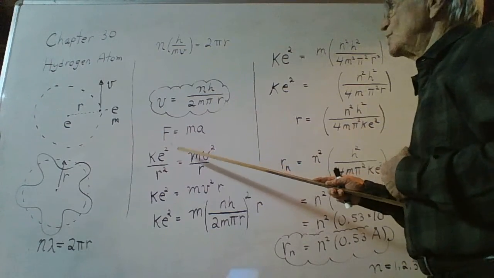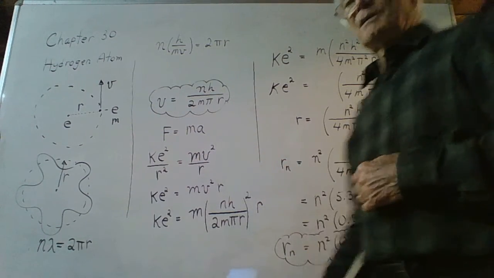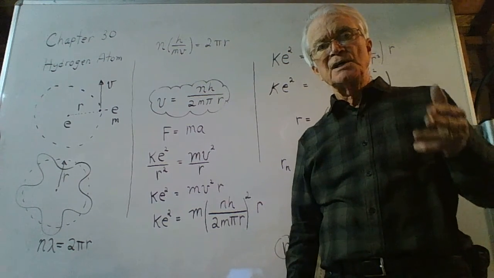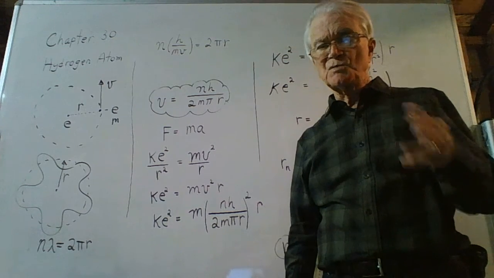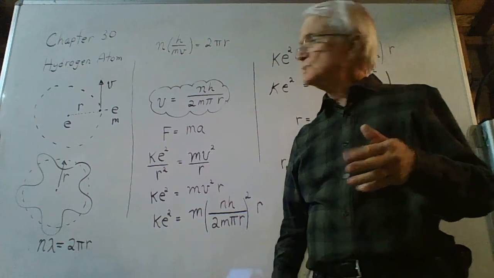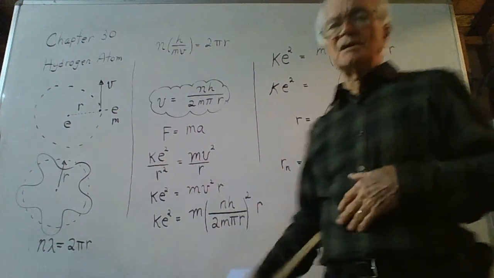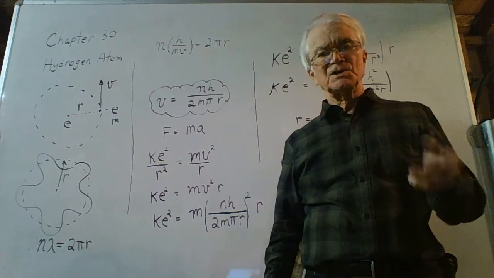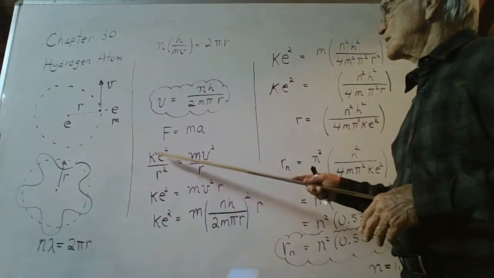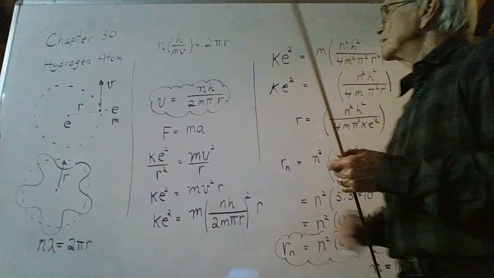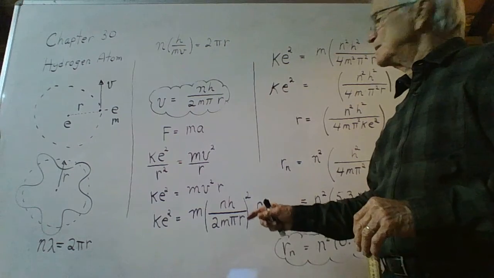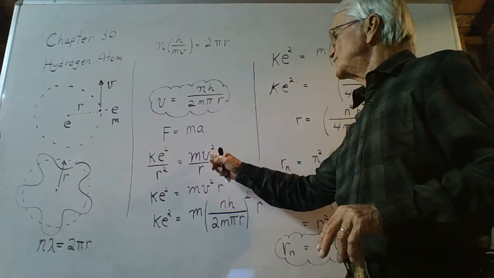Now we apply Newton's second law to the orbiting electron. The force causing the circular motion is the electric force, k q q over r squared, where the q's are absolute values of the charges. The two charges are e and negative e. Their absolute values are e. So the force is k e times e, k e squared over r squared. The centripetal acceleration is v squared over r.